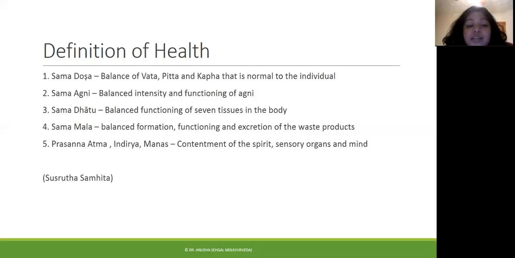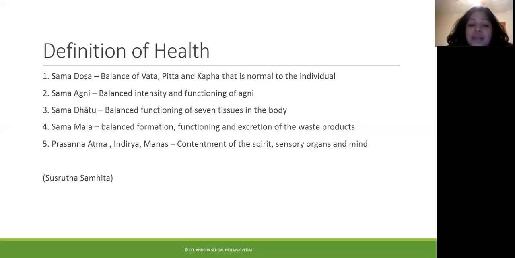Then the last part. That was looking at the physical body: Samadosha, Sama Agni, Samadhatu and Samamala. Whereas there's also the aspect of the subtle body that is equally important to a person being healthy or not. It is described as Prasanna Atma Indriya Manaha. Prasanna means contentment or happiness. So you want to make sure that the Atma, which you can consider the spirit or the soul, basically the underlying force or energy in a person that drives them, is contented and happy, and that you are doing something that fulfills its purpose. So there should be prasannata, contentment and happiness, of the Atma.